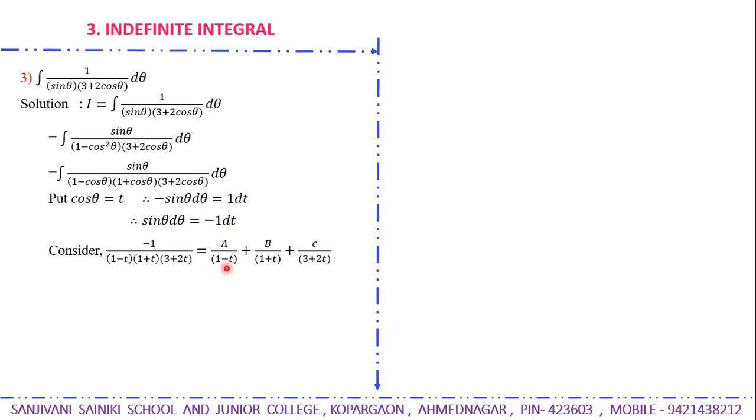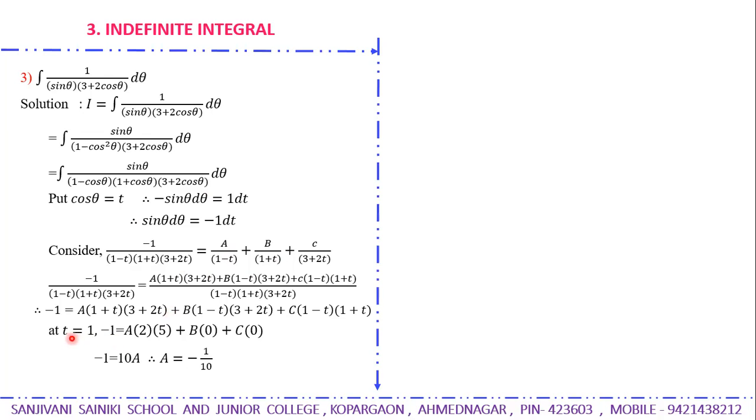So a upon one factor plus b upon one factor plus c upon another factor, because each of these factors is linear and non-repeated. So take the LCM, put t equal to 1, and you will get the value of a. Similarly, put t equal to minus 1. Now how to decide which value you have to put? For that we have to look at these factors. Here it is 1 plus t, which becomes 0 when t is equal to minus 1. So put t equal to minus 1.